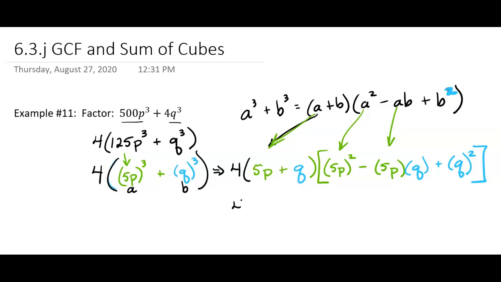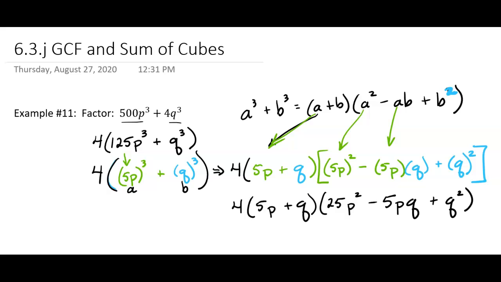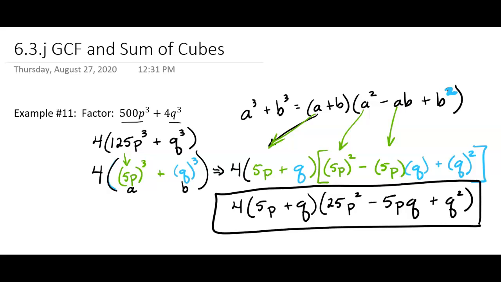So the 4's in front. Then we have 5p plus q. Now we have to square out the 5p, so that's going to be 25p squared minus 5pq plus q squared. And then that's how it factors right there. So we want to take out the greatest common factor first on all of these problems. This time there was one, so we had to get that factored out first.